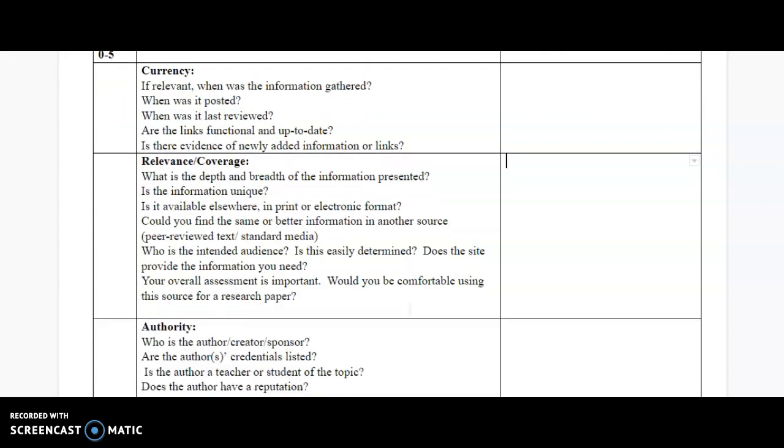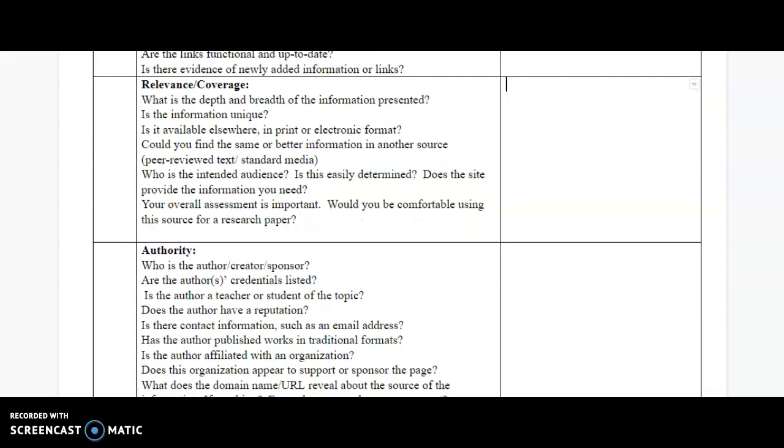Okay. The next one would be relevance and coverage. What's the depth and breadth of the information presented? We want to make sure that it goes deep in the knowledge and not just a cursory overview, because a cursory overview is great if you're just looking for general information, but we're going in depth inside these issues, so we want to make sure we get the full understanding of the author's purpose and the information and the facts listed.